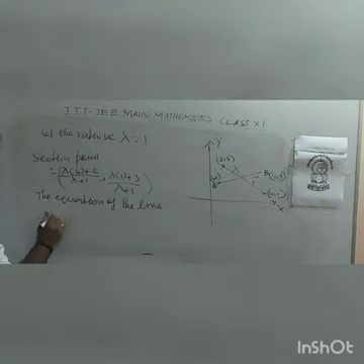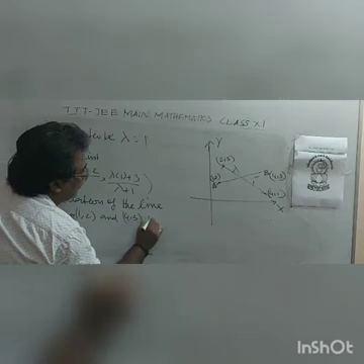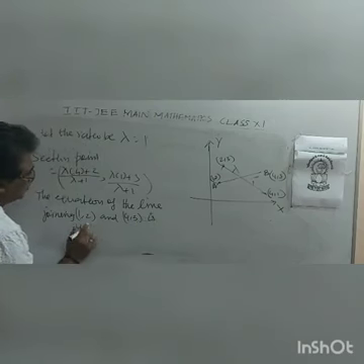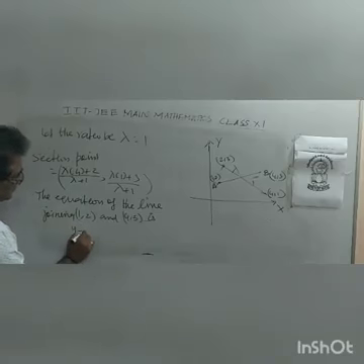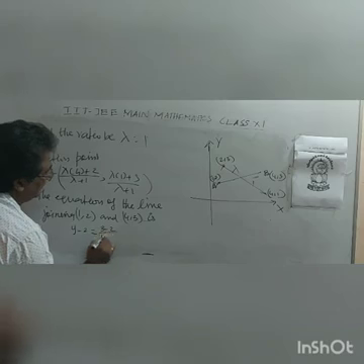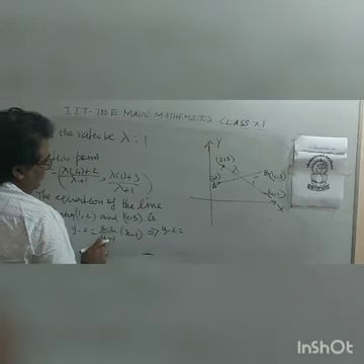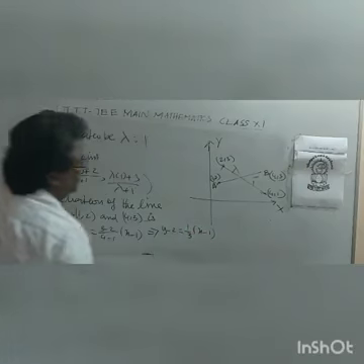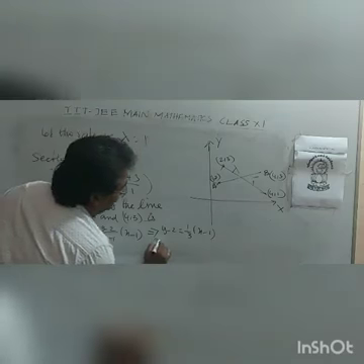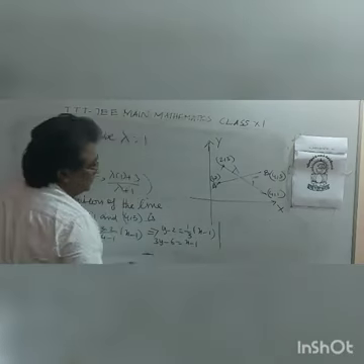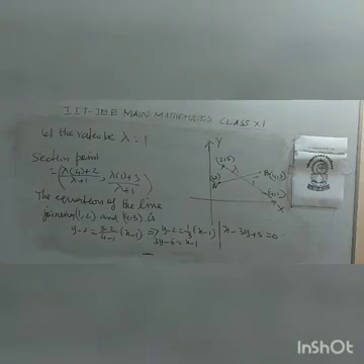The equation of the line joining 1,2 and 4,3 is y minus y1 equal to y2 minus y1 by x2 minus x1 into x minus x1, that is y minus 2 equal to 3 minus 2 by 4 minus 1, that is 1 by 3, into x minus 1. So 3y minus 6 equal to x minus 1, x minus 3y plus 5 equal to 0.